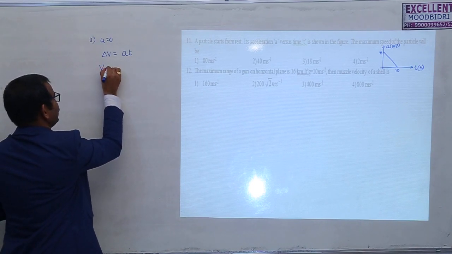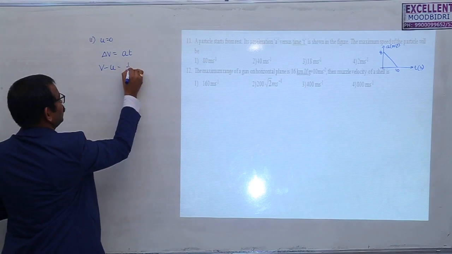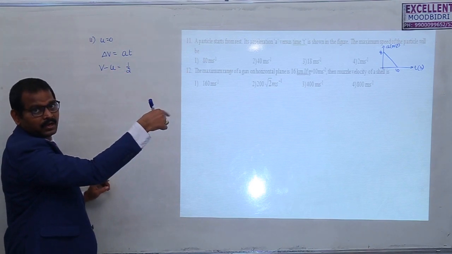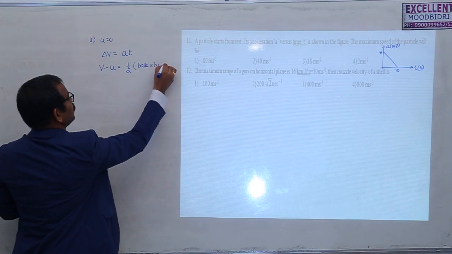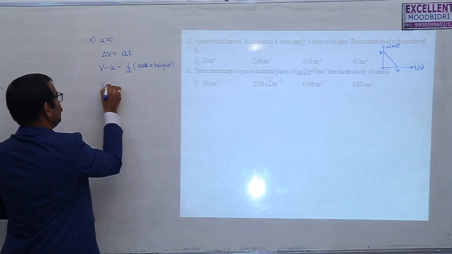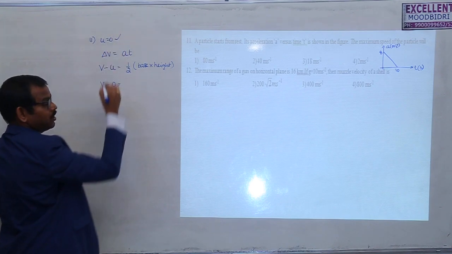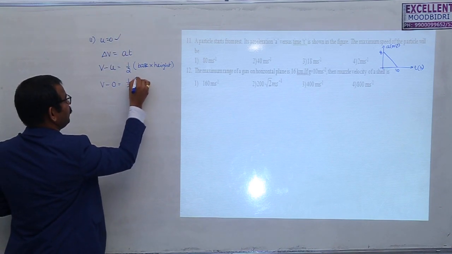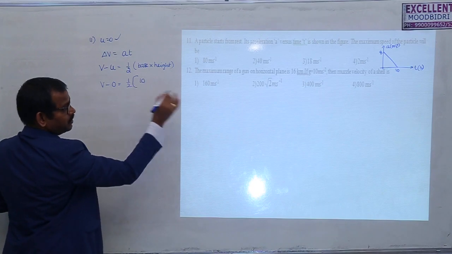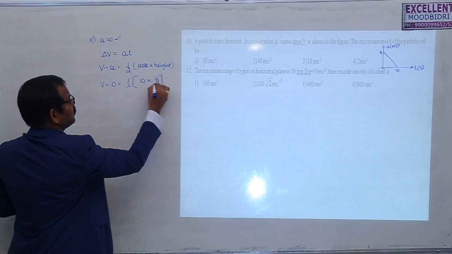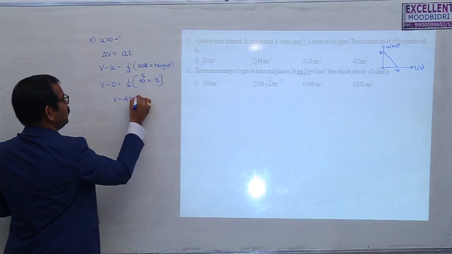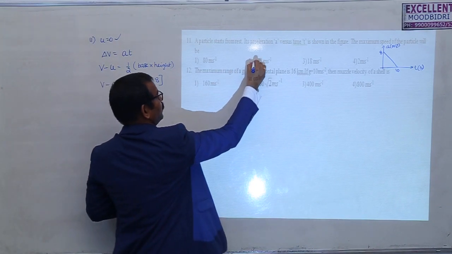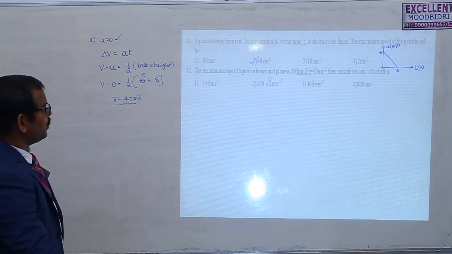So this delta v can be written as final velocity minus initial velocity is equal to area under that graph, which is nothing but area of the triangle, half into base into height. So v minus initial velocity, which is 0 because starting from rest, is half into base equal to 10 seconds, height equal to 8 meter per second squared. So v is equal to 40 meter per second. So the correct answer is number 2.